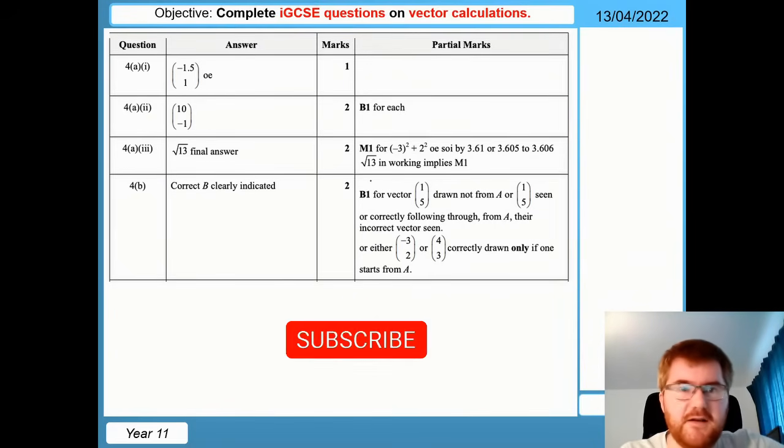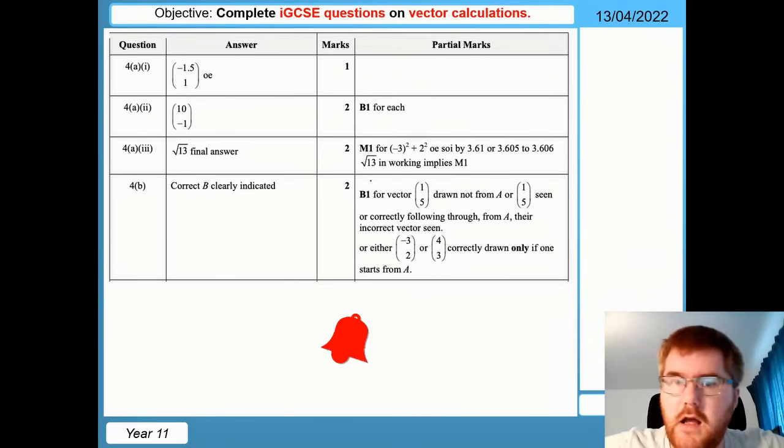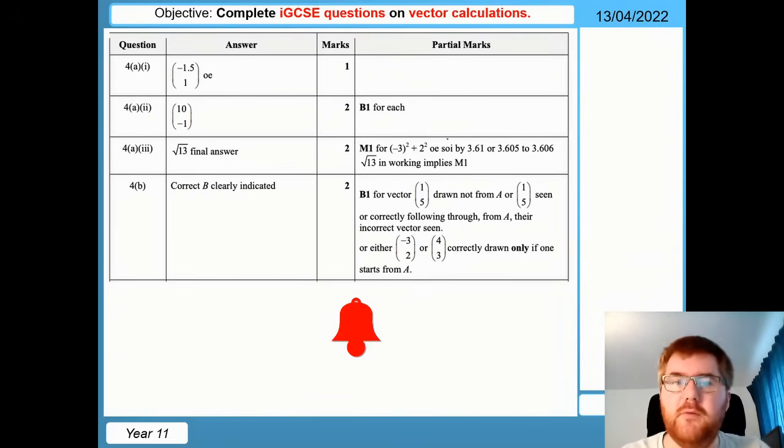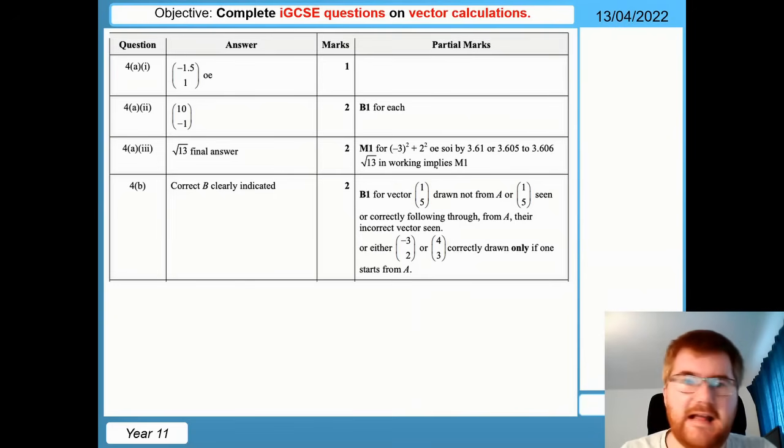Okay, so you can check the mark scheme again, so have a look through where we pick up the marks. B1 for vector (1, 5) drawn. Okay, if you didn't do it from A, you can still get 1 mark out of 2.